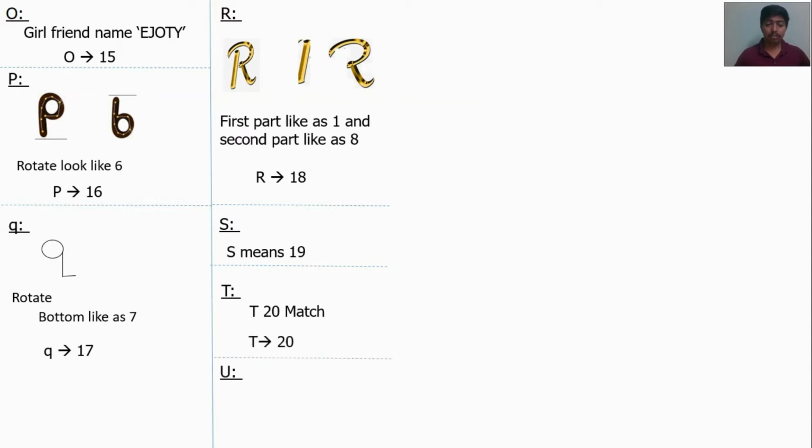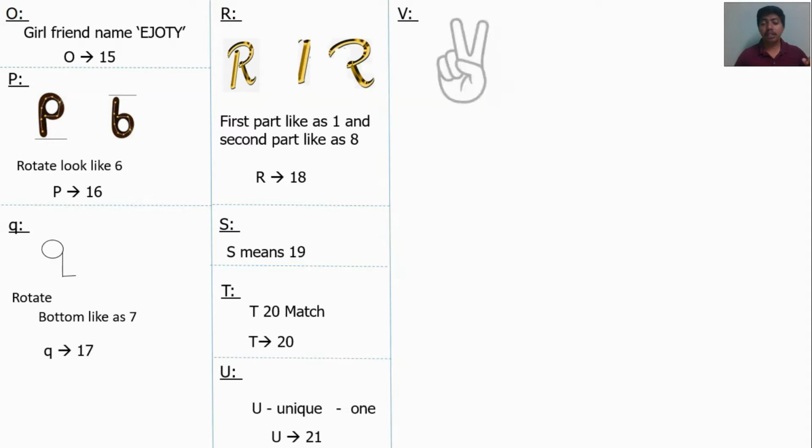Okay. Then U is unique. Unique means 1, so 21. U means uniqueness, and uniqueness means 1. So it is 21. Then V. This hand shape is like V. The count is 2, so the position of V is 22.